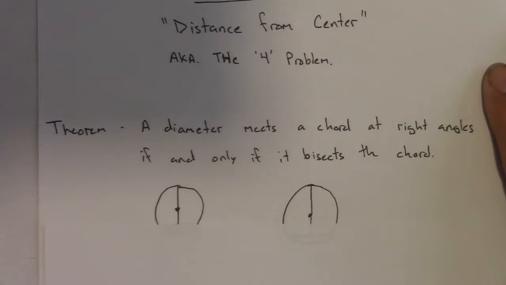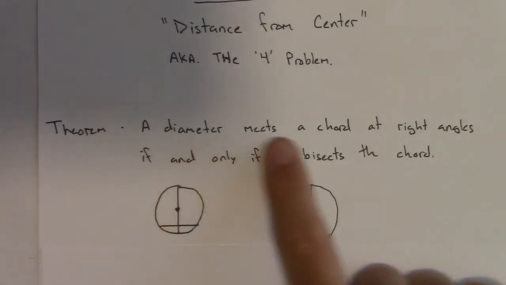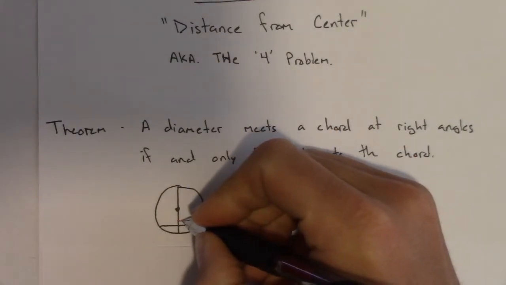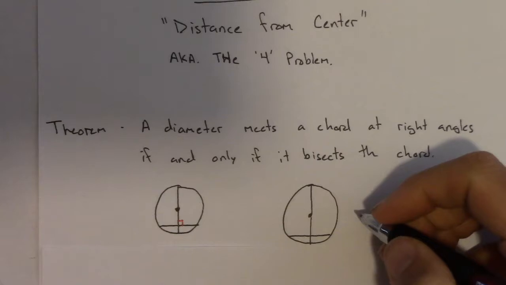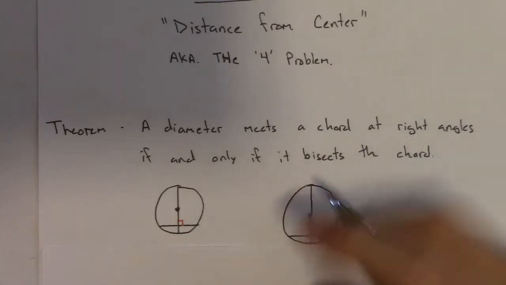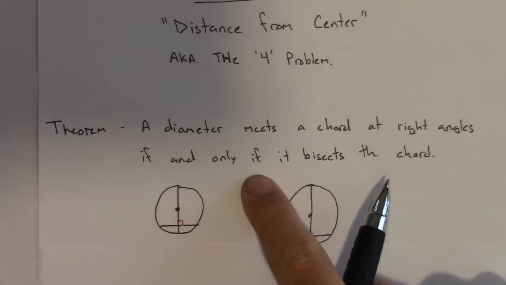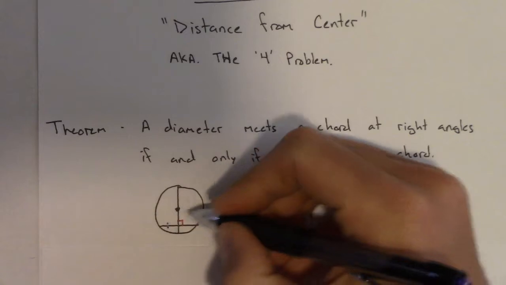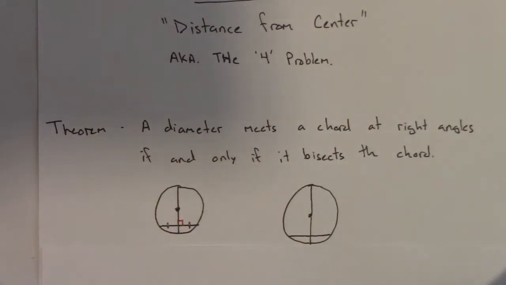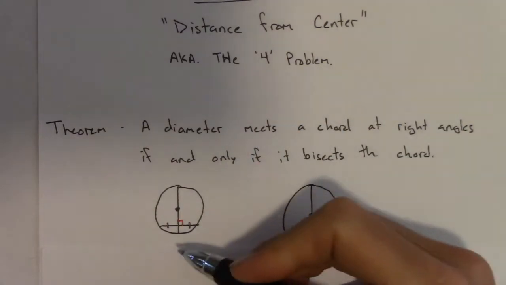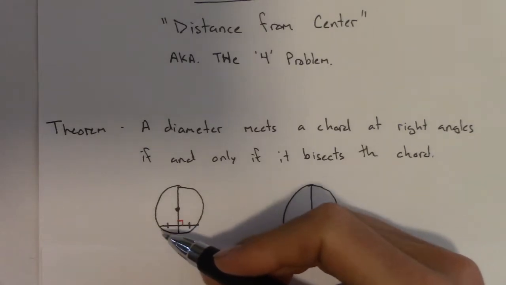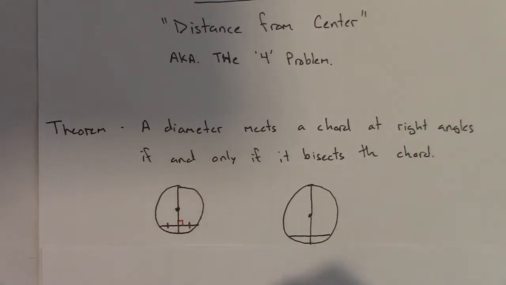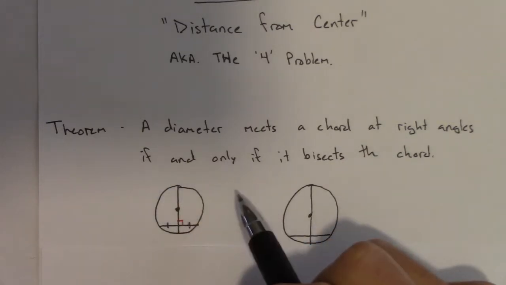The first direction means that I have a diameter that meets a chord at right angles. So that's saying that if I know my diameter meets my chord at right angles, then I know that it bisects the chord, which means I can come over here and say that my chord is now cut into 2 equal pieces. So I want you to follow that logic. If I meet at right angles, then I bisect my chord. That's the forward direction.